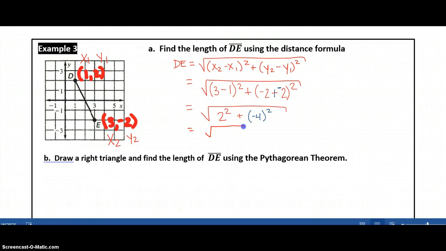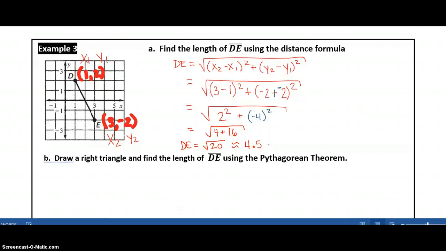So if I simplify this down, 2 squared is 4, and -4 squared. Now if I square anything, I'm going to get a positive, because a positive times a positive is a positive, but a negative times a negative is also a positive. So if we did -4 times -4, we would get a positive 16. So DE is going to equal the square root of 20. And if you type that into your calculator, you're going to get approximately 4.5 if you round to 1 decimal place. That is how you use the distance formula.